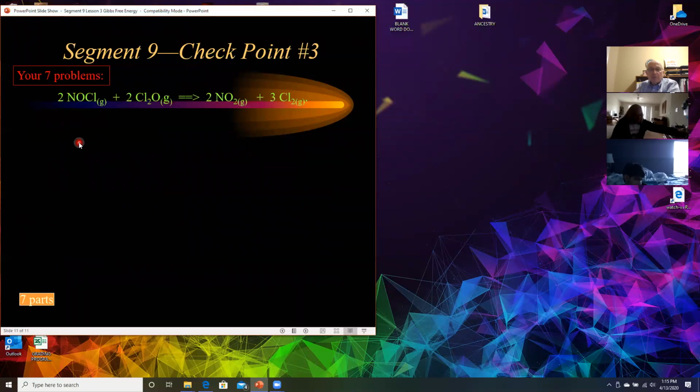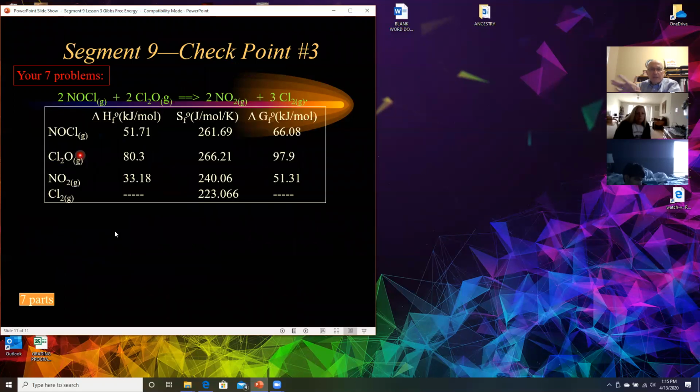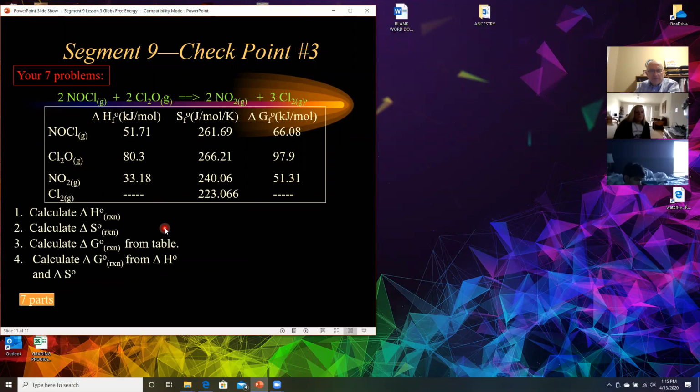Now here's your checkpoint on that. It's a very similar reaction, but it's got an extra thing in it, some 3Cl2s. So you can do this exactly the way we did it before. Here's a table of the data that you have, and you're to calculate delta H and delta S and delta G from the table. Calculate delta G from delta H minus T delta S.